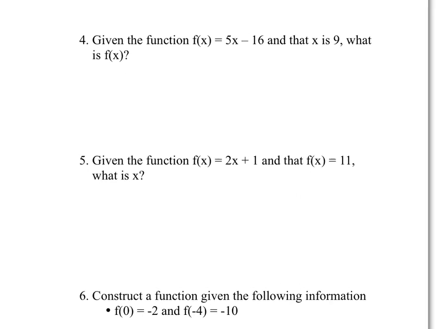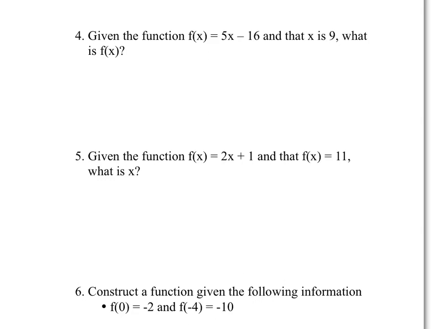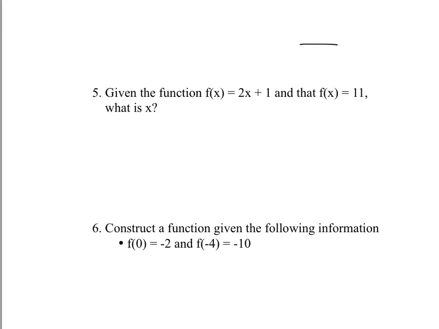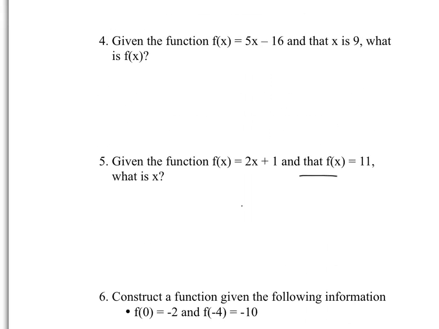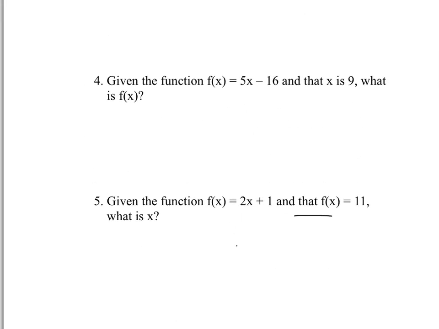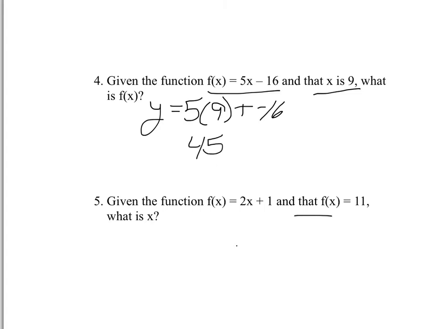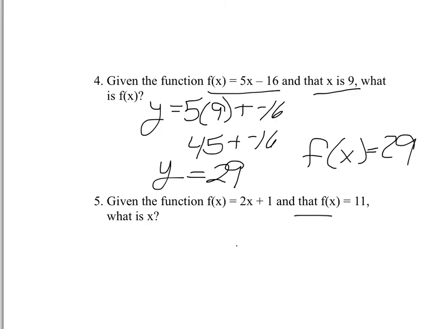And here we have x equaling 9. So x is 9. So in this problem, everywhere I see x, I'm going to plug in 9. So y equals 5 times 9 plus negative 16. So 45 plus negative 16. So y is going to be 29, but you need to rewrite it as f of x equals 29, please.